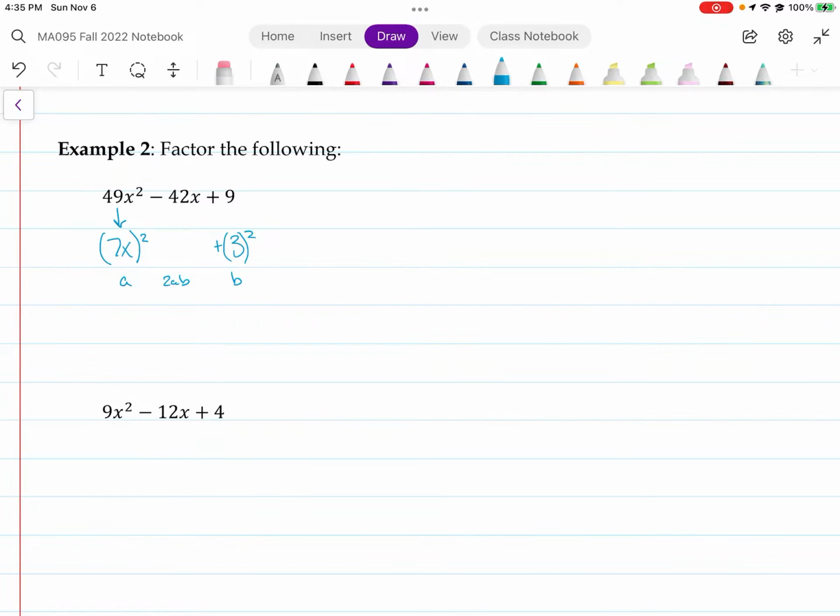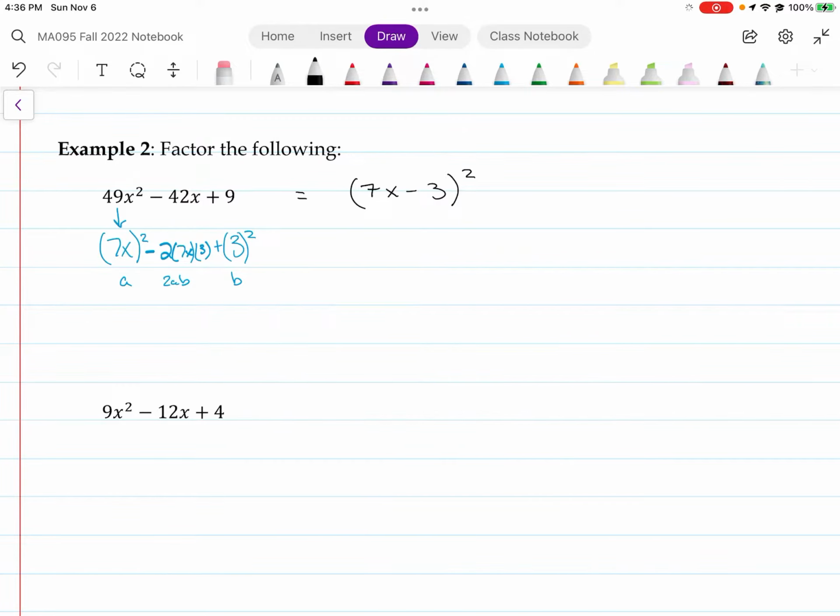2 times 7x times 3. And that's going to be a minus. Why is it a minus? Let's see, how could we get a minus there? What would be happening over here? So pause that and just think about that for just a moment. So what this becomes is 7x minus 3 squared.